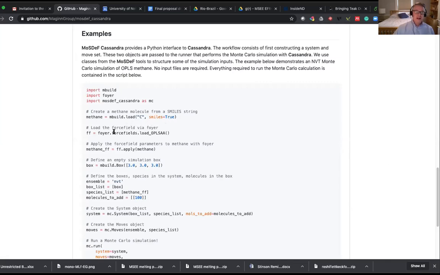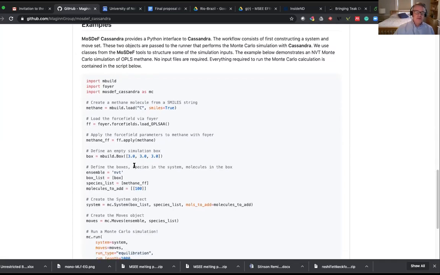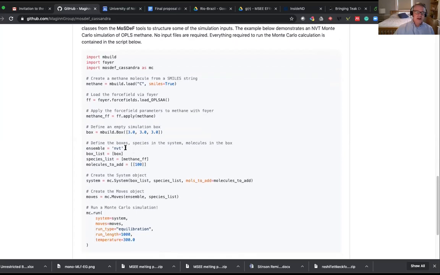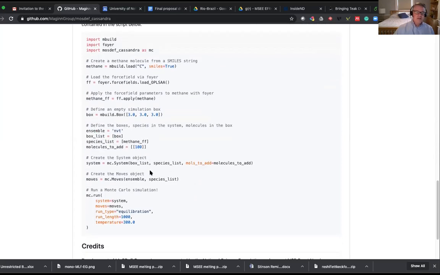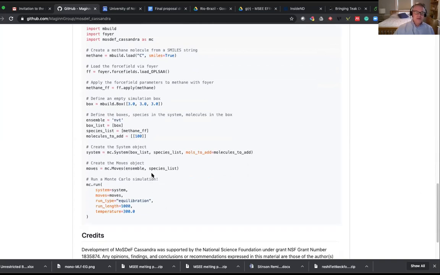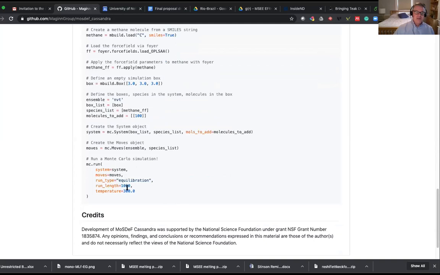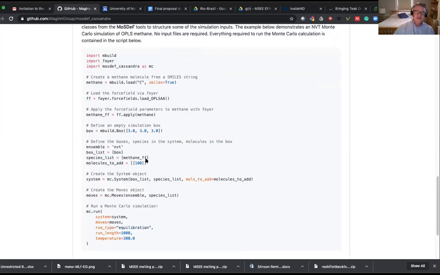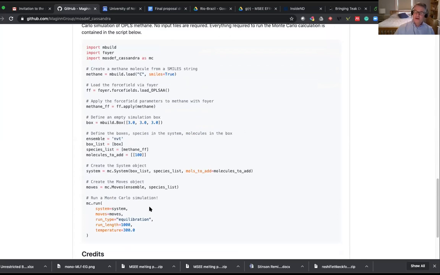If you wanted to assign the OPLS force field for methane, you use another tool called Foyer, and you've now just assigned the force field. You don't have to code anything in. If you had a more complicated molecule, you would just use two lines of code like this. You apply the force field, you build a box in Cassandra, you say, make 100 methane molecules, let's do NVT simulations. It creates a moves object, and then you run the Monte Carlo calculation for however long. So this is the entire way that you would set up and run a whole calculation.